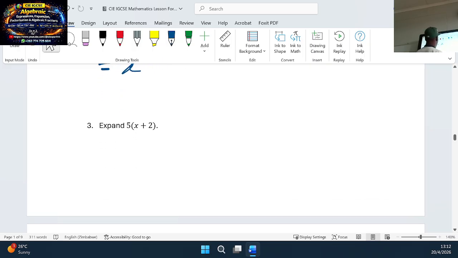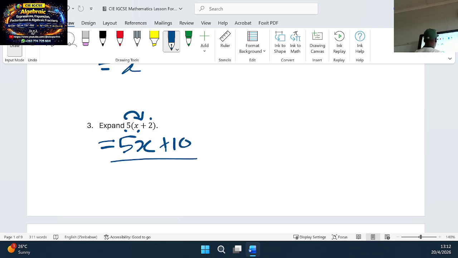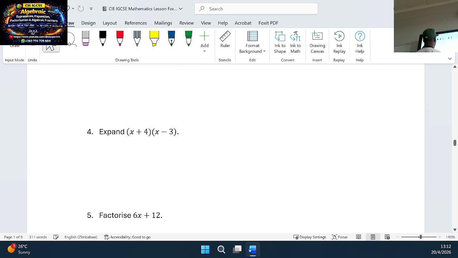Still moving to number 3, I'm doing an expansion where I'm interested in multiplying everything inside the brackets by 5. So 5 times x gives us 5x, 5 times 2 gives us positive 10. That's the expansion.